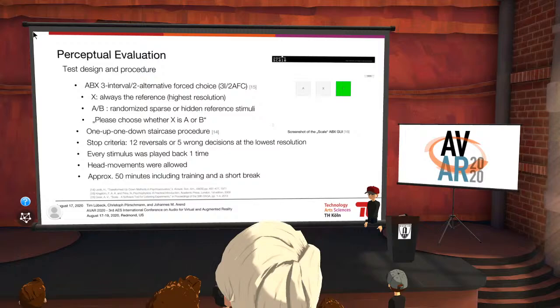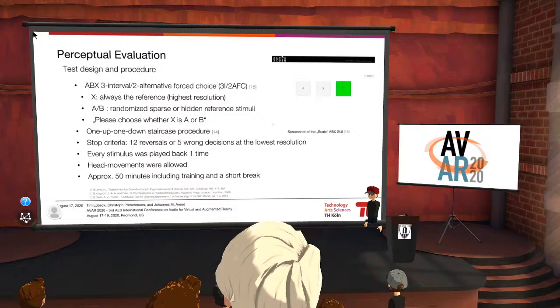And each condition stops after either 12 reversals. One reversal is one time the participant could distinguish between the lower and higher resolution, and the next trial they could not indicate it. This is one reversal, and after 12 of such reversals the condition stops. Or it stops if they could not distinguish between the highest and the lowest resolution, 5 times at the lower bound, so at the first order.